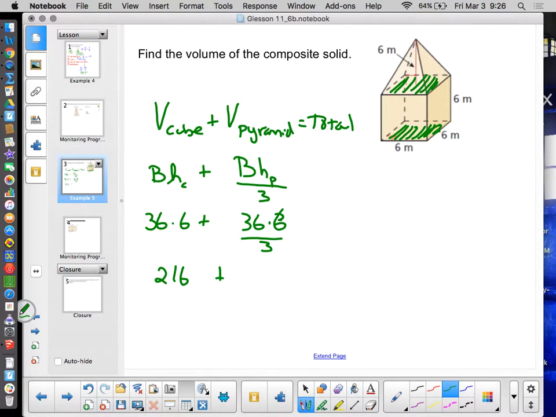And then 36 times 6 divided by 3 is 72. And 216 and 72 is 288. The unit is meters squared. Okay. I'm sorry, meters cubed. Mind wandered for a second there. Volume, not area. So 288 meters cubed, that is my volume. Pretty simple.